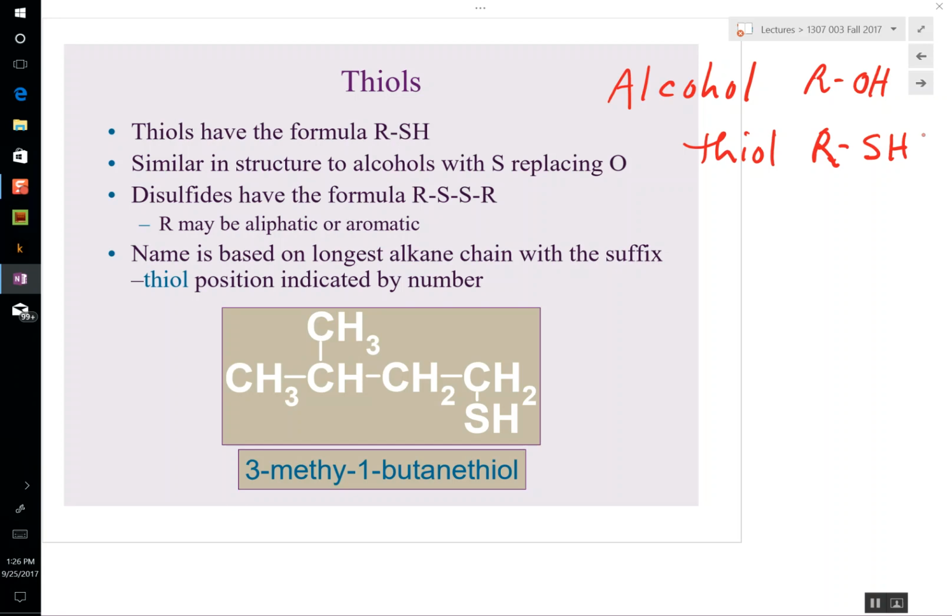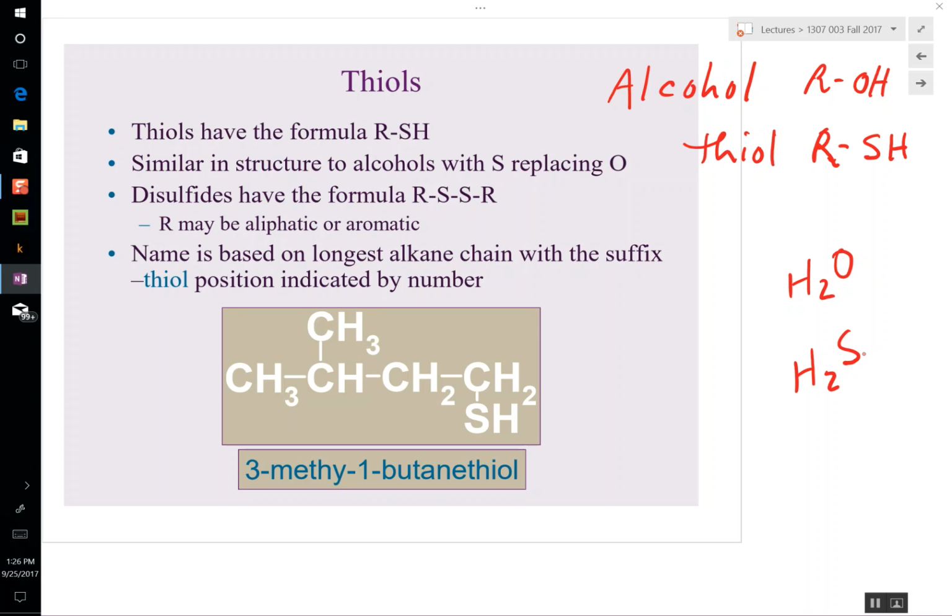So here's 3-methyl-2-butane thiol. So we have butane thiol. It's not butanol, it's butane thiol. Water is H2O. Sulfur combines with hydrogen in H2S. Keep in mind where the S is. It's right underneath the oxygen.